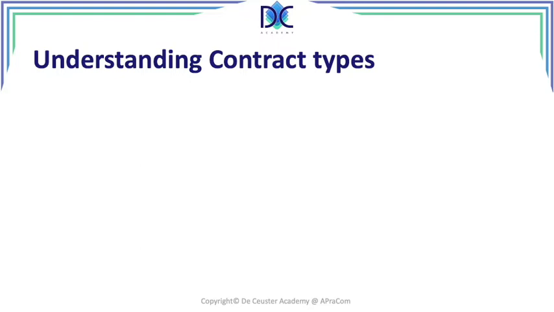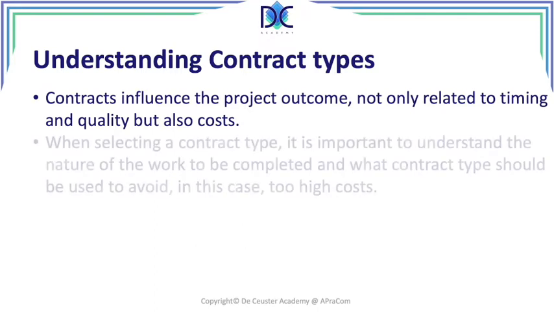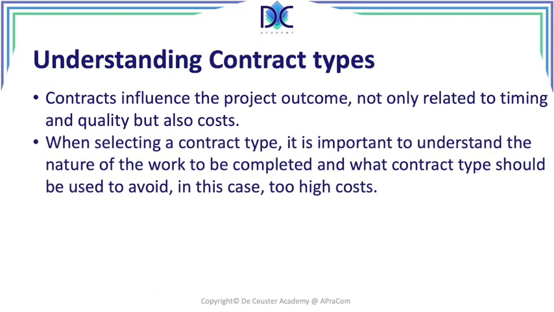So what's important about understanding contract types? Contracts influence the outcome of the project, and it's not only related to timing and quality, but there is also a very important cost factor. When we select a contract type, it is important to understand the nature of the work that has to be completed and what is the best contract type that we should use to avoid too high costs. We want to reduce the costs, we want to reduce the risks. So it's very important to understand what is the best contract type that we can select.